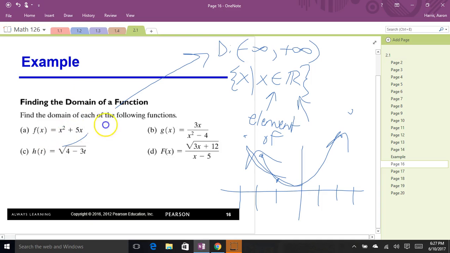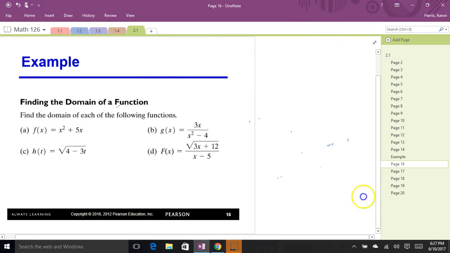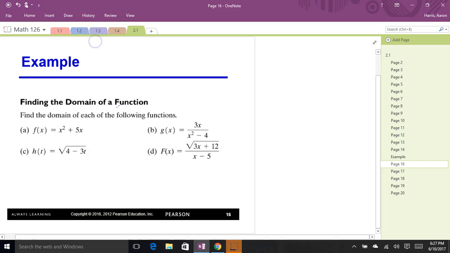Whereas the second one, if you're looking at it, notice you have a denominator, x squared minus 4. Okay, if I have a denominator, you got to consider that thing.